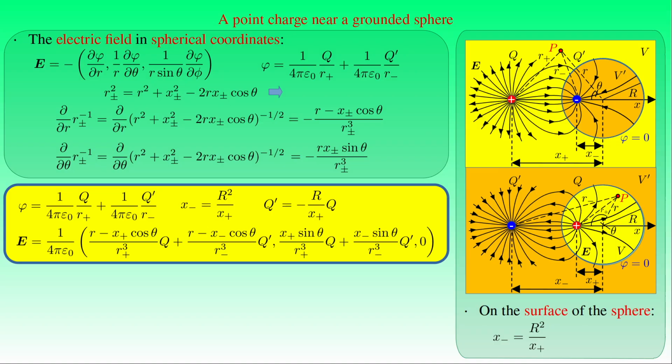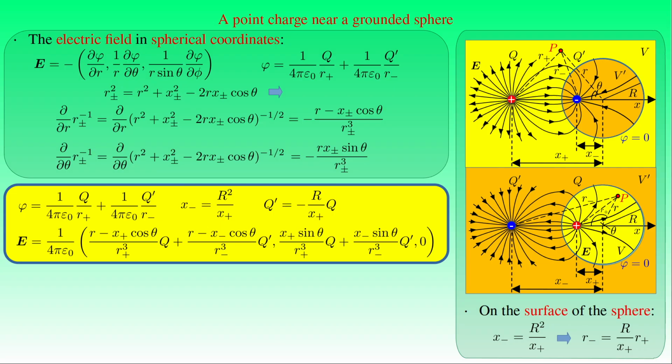If we suppose that the point P is located on the surface of the sphere and apply this equation, we can write the distance r sub minus of the point P from the image charge q prime as the ratio of R to x sub plus, times the distance r sub plus of the point P from the inducing charge q. Since the image charge q prime is also given by the ratio of R to x sub plus times the charge q, we can substitute these two equations into the components of the electric field strength E to describe the electric field over the surface of the grounded sphere.